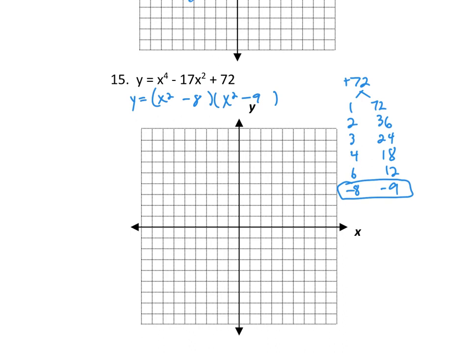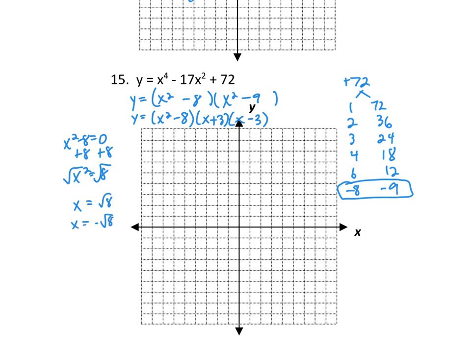All right, so we factored it. We could factor the last part one more time. X squared minus 9. Once again, we've seen this about 4 times now. Those would be our factors, but then we set each of those equal to 0. So we'll do this one at a time here. We get x squared equals 8, square root both sides, and we get x equals the square root of 8, or x equals negative square root of 8.